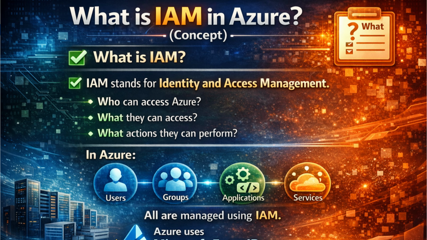First, let's understand what is IAM. IAM stands for Identity and Access Management. IAM means who can access Azure, what they can access, and what actions they can perform. In Azure, users, groups, applications, and services are all managed using Identity and Access Management. Azure uses Microsoft Entra ID for IAM.